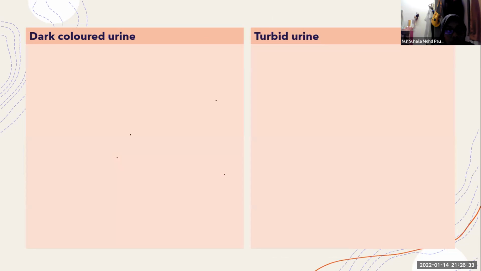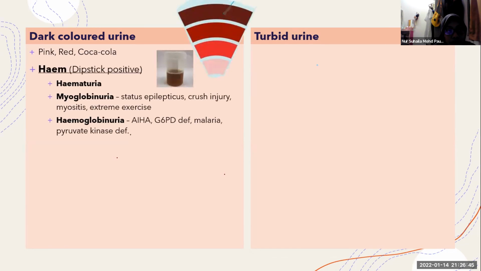Okay, what are the causes that can change urine color? Urine can change into dark colored urine. It can be pink, red, or Coca-Cola colored like this. One of the causes can be heme, in which case the dipstick is positive for blood. The true dipstick positive is hematuria, in which there is presence of red blood cells in the urine. However, the dipstick can also be false positive in the presence of myoglobinuria and hemoglobinuria.